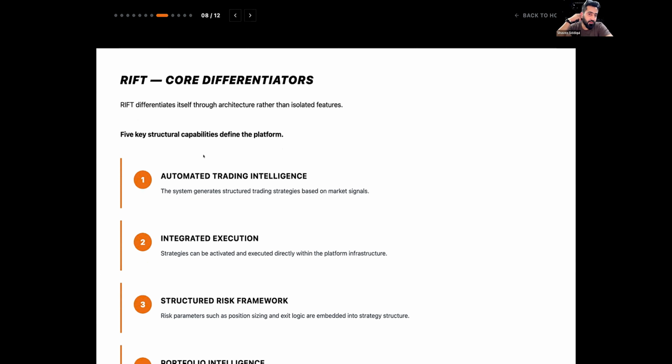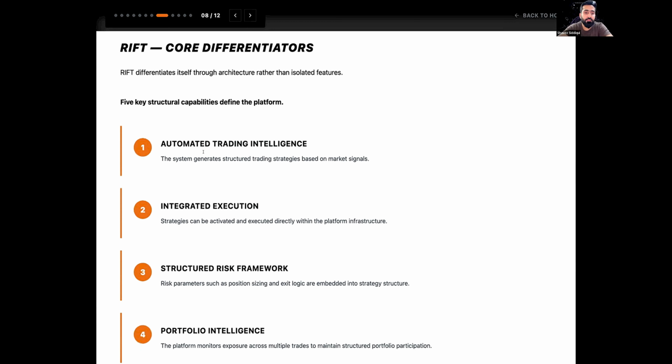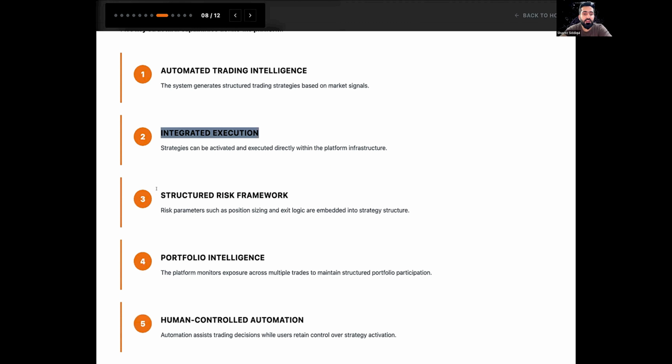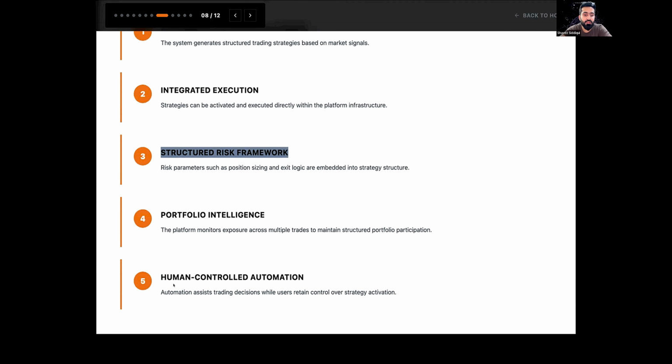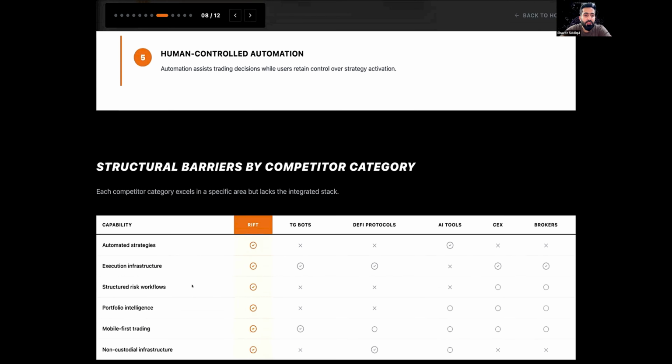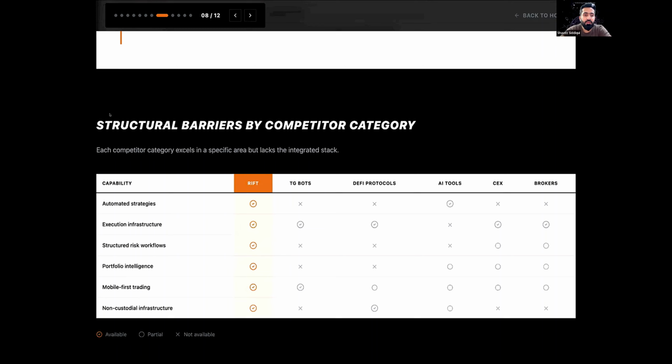Then come the core differentiators of Rift. The automated trading intelligence system generates structured trading strategies based on market signals. Then integrated execution, structured risk framework, portfolio intelligence, and human-controlled automation. Automation assists trading decisions while users retain control over strategy activation. Then structural barriers by competitor strategy.